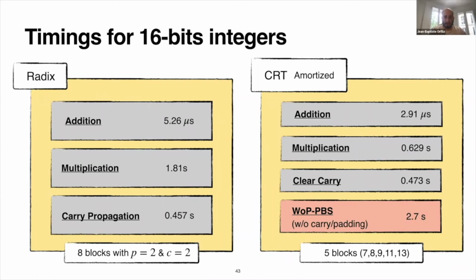The carry propagation is also a heavy computation if we compare it to the carry of the CRT. Then, we put the PBS in a different color because we are not using the same parameters in this case. The idea here is to get rid of the padding bit. So we are evaluating a function over encrypted data without using a padding bit, and it takes us 2.7 seconds.